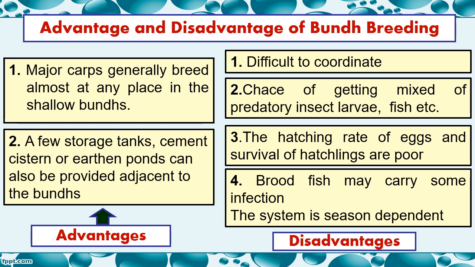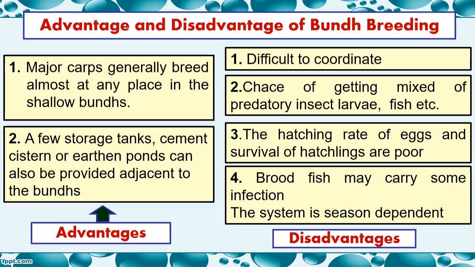Lastly, brood fish may carry lots of infections, since in bund breeding brood fish are collected from the natural environment. In nature there may be different types of infection in their body, and such infection may be carried to the culture pond also, where we will release the spawns.